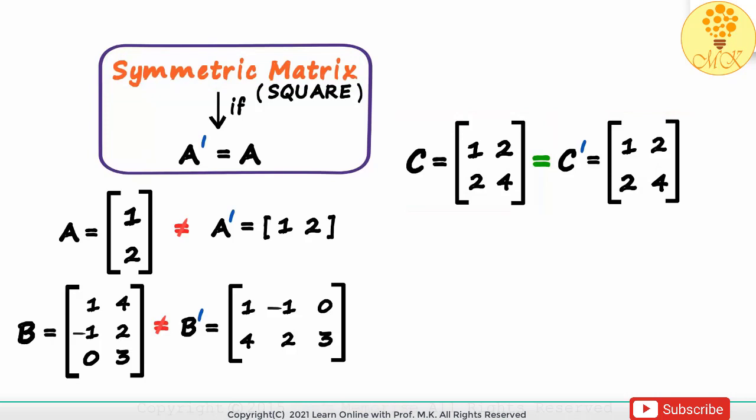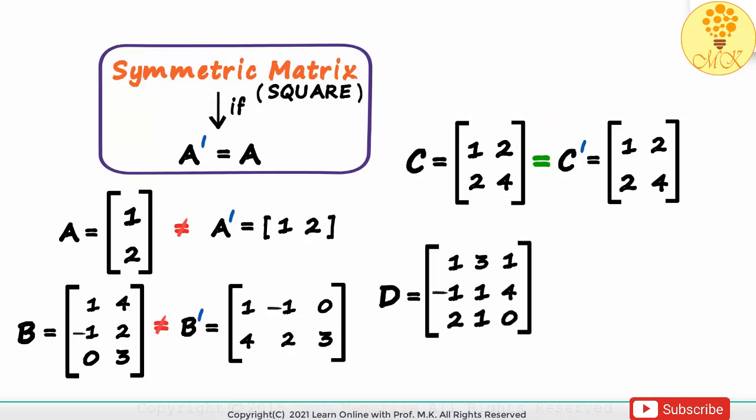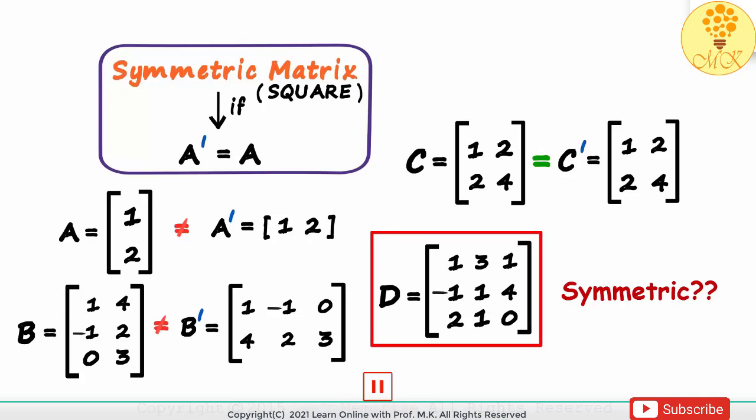Does this mean that every square matrix will be symmetric? Here's matrix D. It's a square matrix because its number of rows is equal to its number of columns. Pause the video and find out if matrix D is a symmetric matrix.